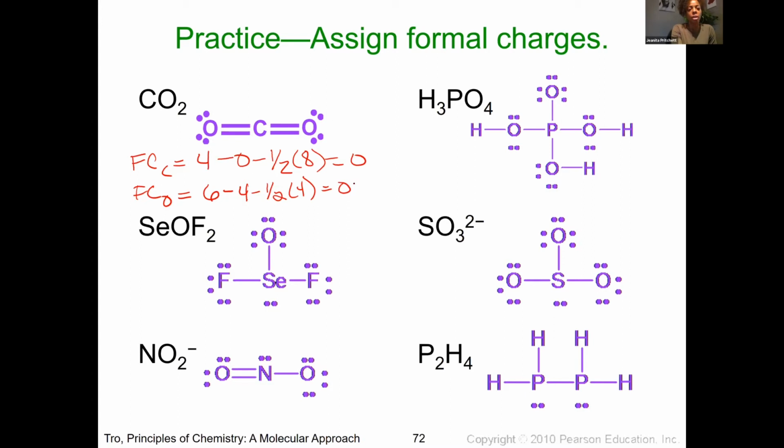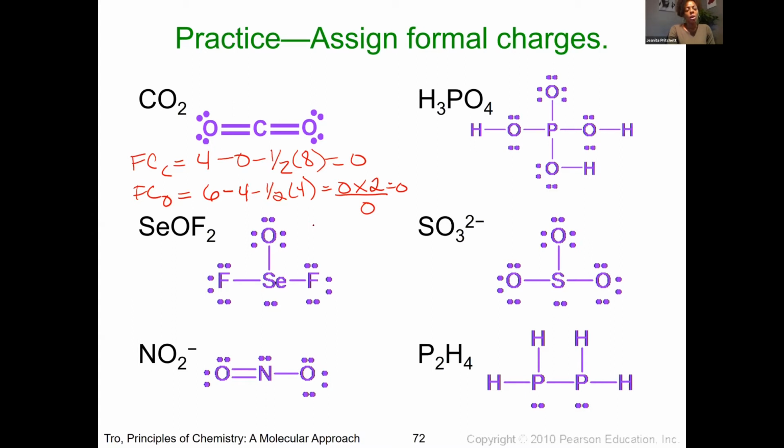0. And if I multiply this by 2, that also still gives me 0. And when I add those up, I get a total of 0, which does add up to the charge of the molecule. It's neutral, okay? And so that would be a good structure.